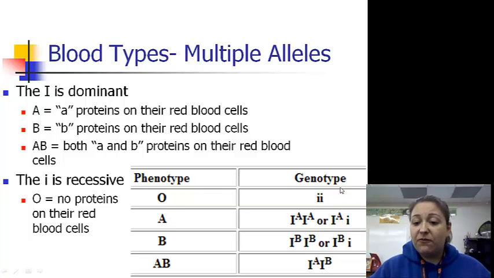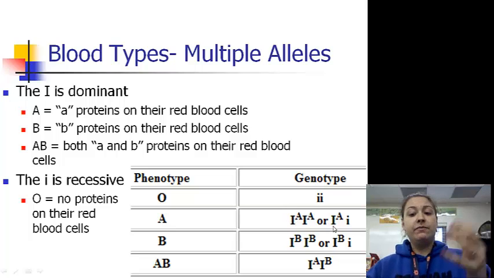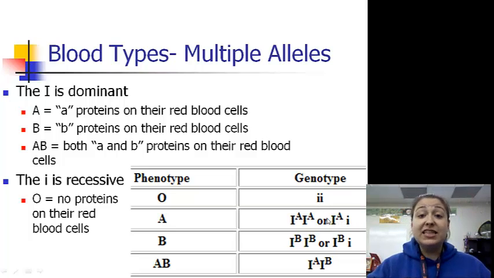So the genotype for O is going to be little i. The genotype for A has 2 choices. It could be big I^A, big I^A, or big I^A, little i. Because again, this big I^A is dominant over the little i, so that's what's going to be shown.